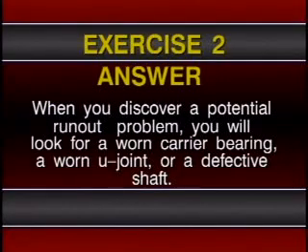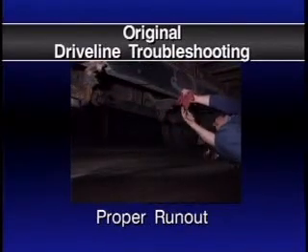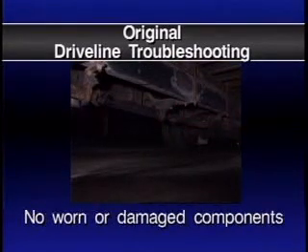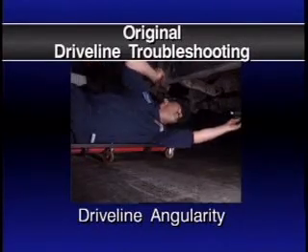When you discover a potential runout problem, you'll look for a worn carrier bearing, a U-joint, or a defective shaft. If the balance is proper and the runout is within acceptable tolerances and all components are in good working condition, the next driveline areas to check for a source of vibration are U-joint phasing and driveline angularity.